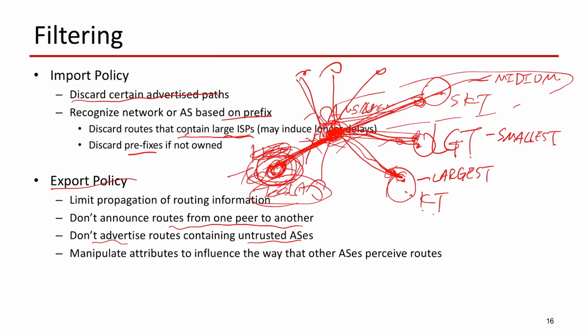Okay, manipulating other attributes to influence the way the other ASs perceive the route. So what should we have? I should have my own mechanism. Okay, is it telling me a lie or is it telling me the truth? I should play at all the time.